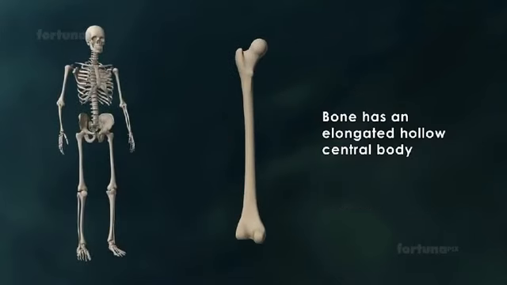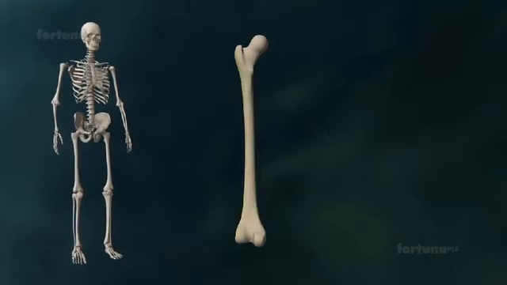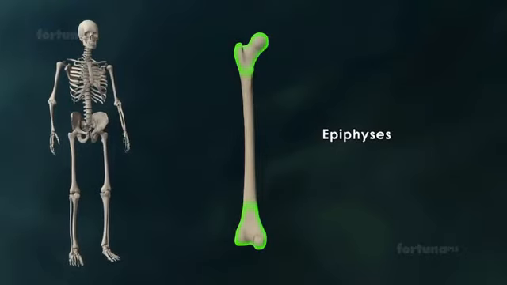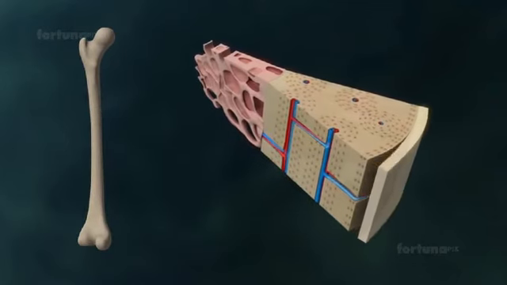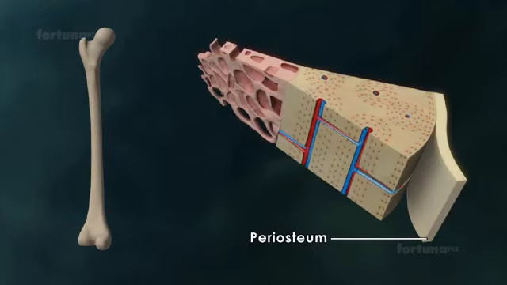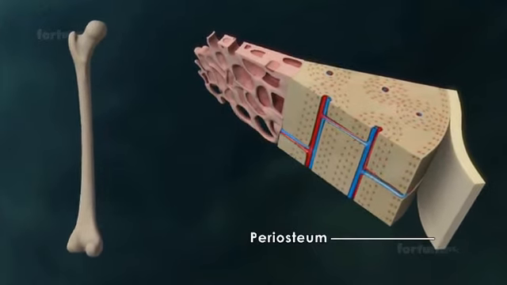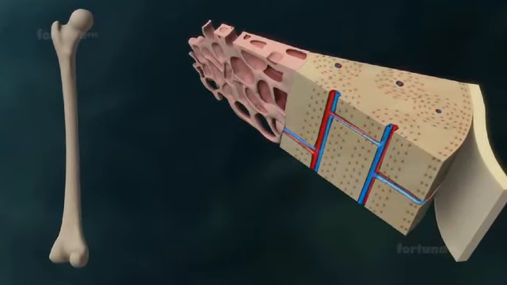A bone has an elongated hollow central body, referred to as diaphysis, and two terminal parts, known as epiphysis. All bones are surrounded by a tough layer of connective tissue, known as periosteum. It is through this tissue that blood vessels pass, carrying oxygen and nutrients to the bone.